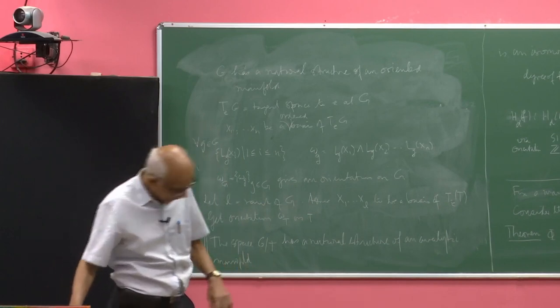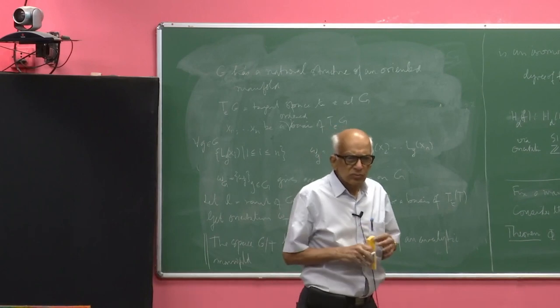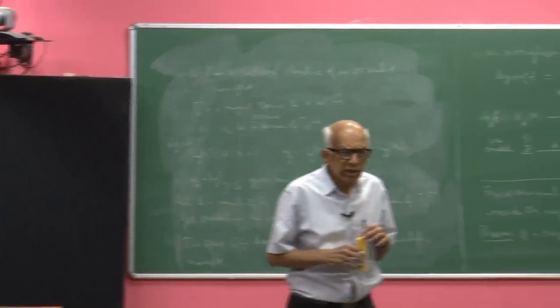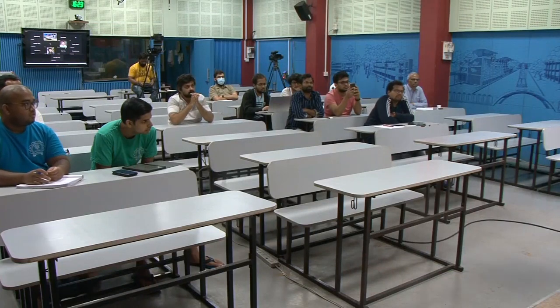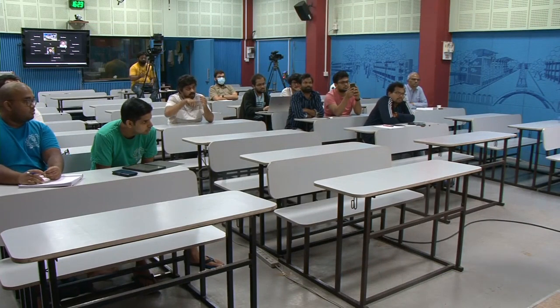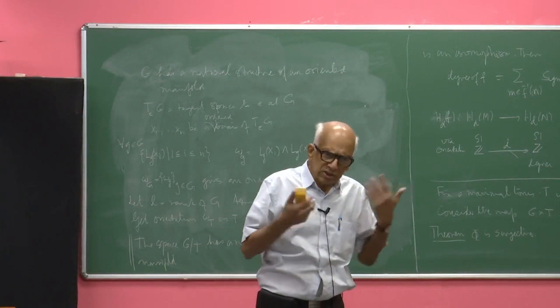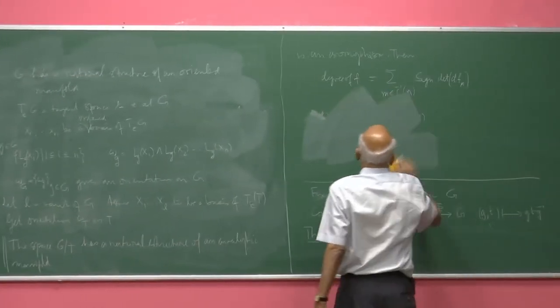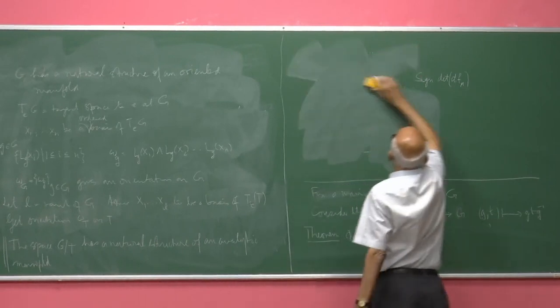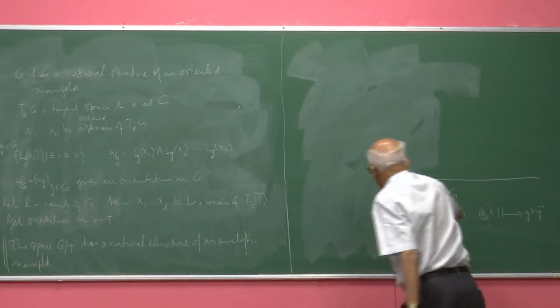Why is this? Sorry? The more general setup also is analytic? Yeah, if G is a Lie group, it has an analytic structure. H is a closed subgroup, it has an analytic structure. And G mod H has an analytic structure. The proof is quite easy. It goes like this.